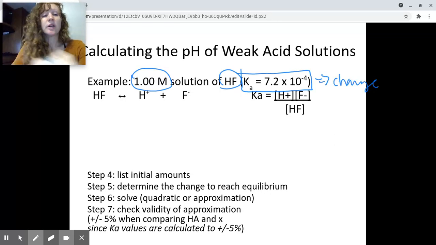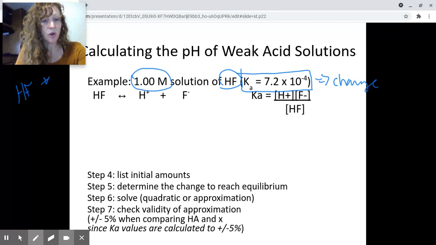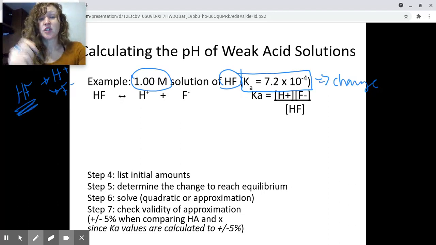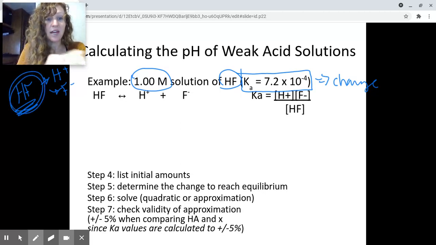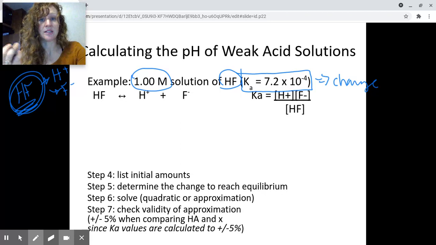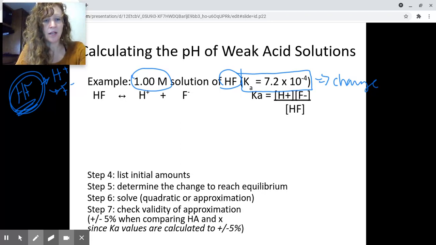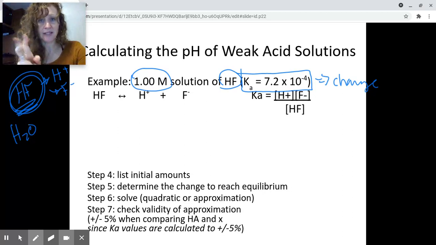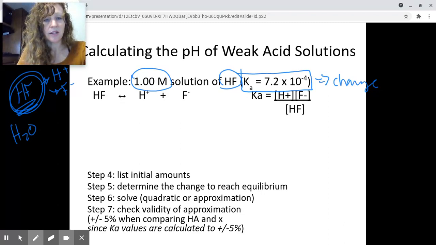All right, so again, we're going to consider what's present. We have HF. We know it's a weak acid solution, so it will dissociate into some H plus and some F minus, but most likely our major species present in solution is going to be HF. It's not going to be the ions because it's a weak acid. We also have water present, which also self-ionizes and may or may not contribute to the H plus concentration that's there.